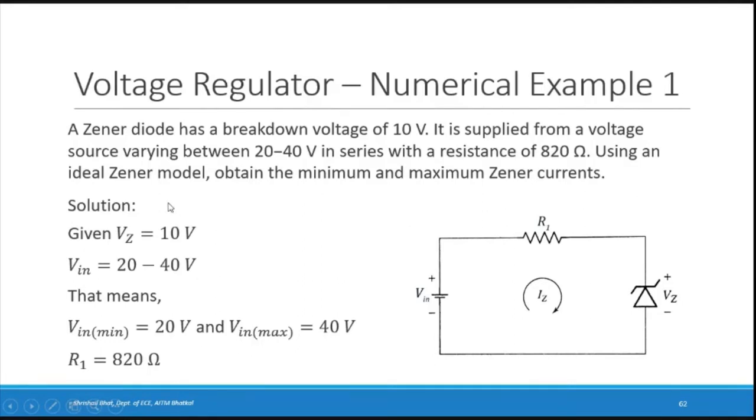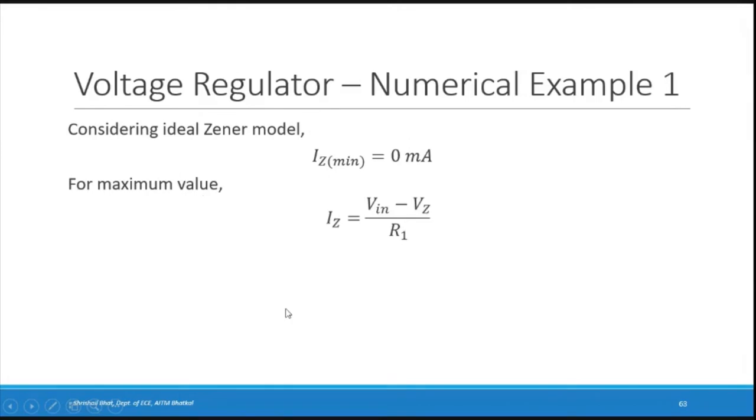If the ideal Zener model was not mentioned, then the minimum Zener current would be found using the same formula. We would put the minimum value of Vin and get Iz min. Since the ideal Zener model is mentioned, Iz min will be 0. But for the maximum value of Zener current, we will use this. If you put Iz as Iz max and Vin as Vin max, you will get the value of Iz max. So what is Vin max?